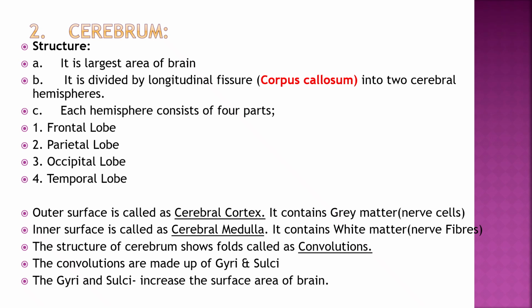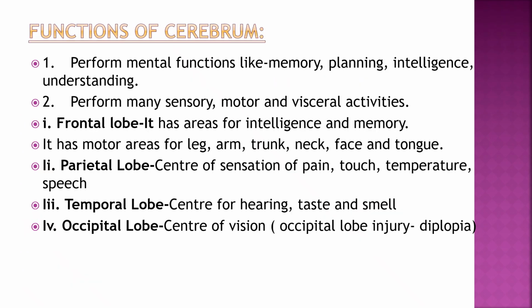The structure of the cerebrum shows folds called convolutions. The convolutions are made up of gyri and sulci. Gyri means the upper part and sulci means the deeper portion. The gyri and sulci help in increasing the surface area of the brain. Functions of the cerebrum: it performs mental functions like memory, planning, intelligence, understanding, thinking, judgment, and many sensory, motor and visceral functions.